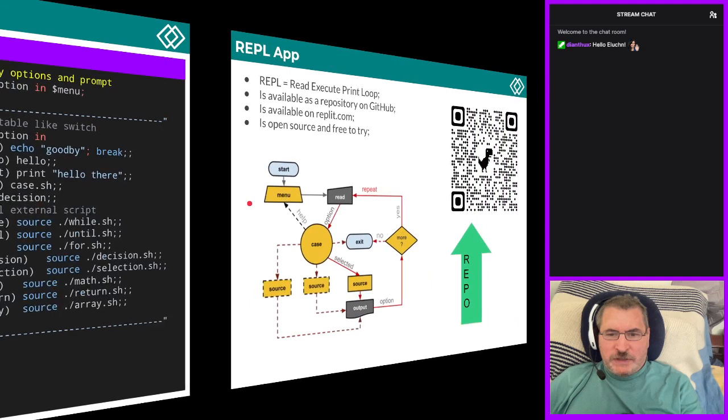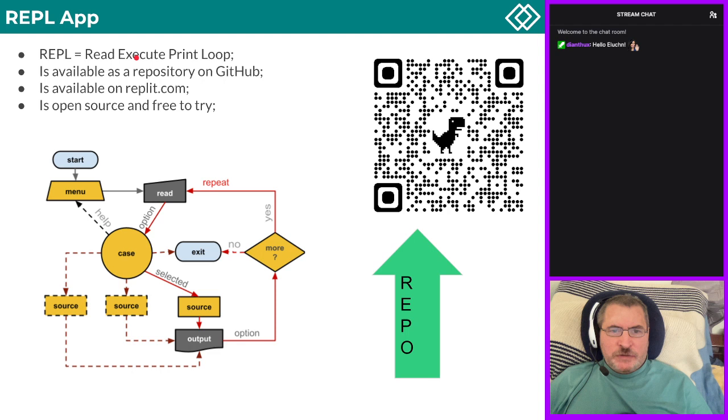But what does it do? The REPL application is a read, execute, print loop, and is available as a repository on GitHub. So it's available on REPL IDE, and is open source. This application, REPL, is a style of making applications, which usually are command line applications. So it starts, then displays the menu, and then waits for the user to enter an option using the command read. Then it reads the options, and then we have the case statement. The case can have a help and display the menu again. And then the case has different options, and it's going to execute one or another or another. And then it's going to exit if the option is to exit.